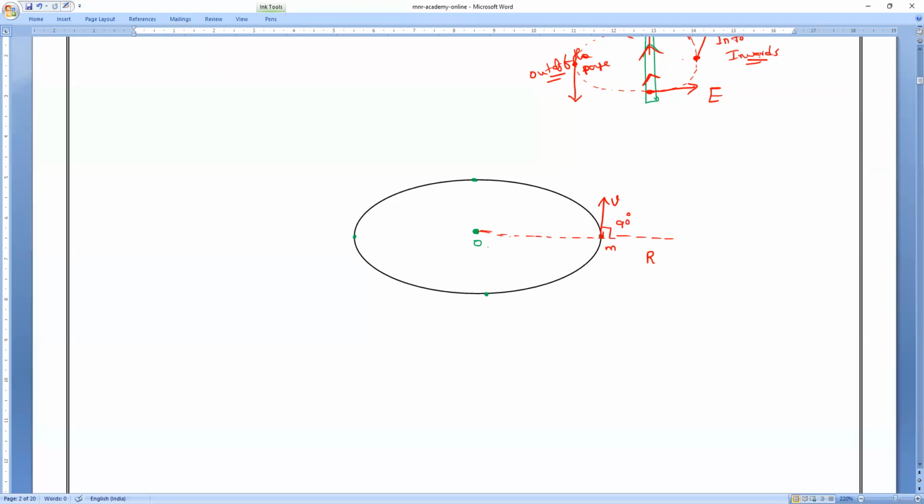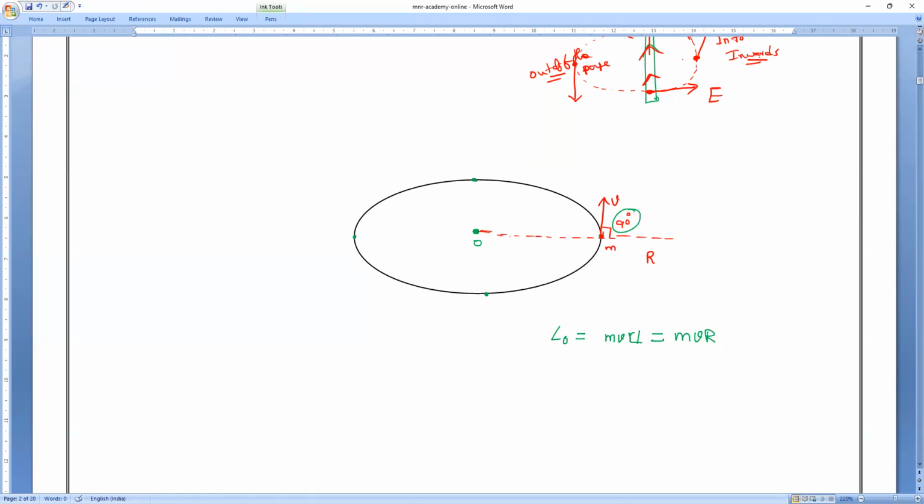Now, with respect to the center, we want to find the angular momentum. So angular momentum is equal to m v r perpendicular. What is the value? 90 degrees means sin 90, we can say 1. So what is the value, everybody? m v r perpendicular is only m v r. But what is the direction?